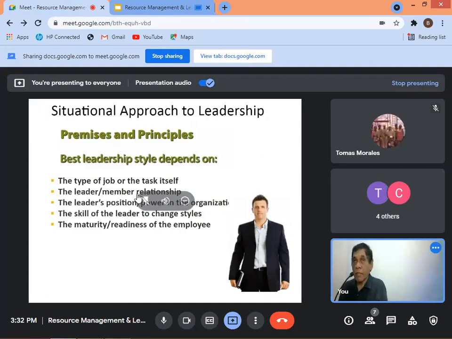The leader/member relationship. The leader's position, power in the organization. The skill of the leader to change styles. Oh, flexibility. I was talking about flexibility. Maturity, readiness of the employee.